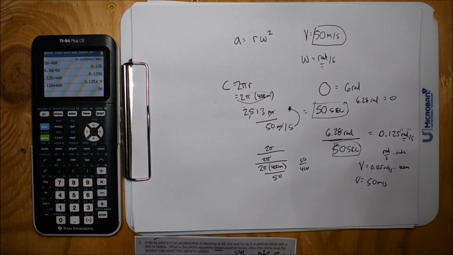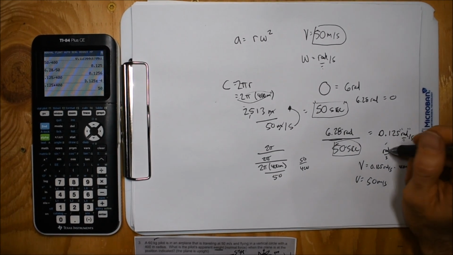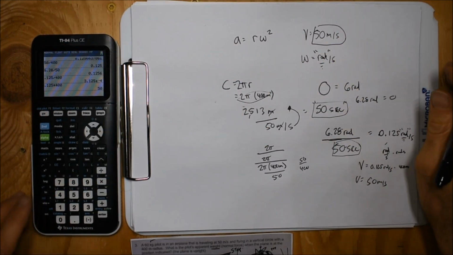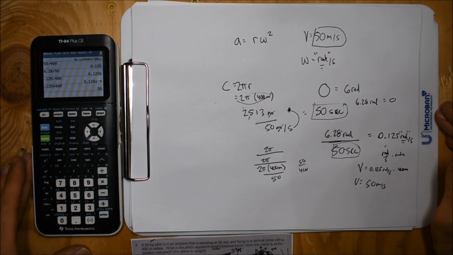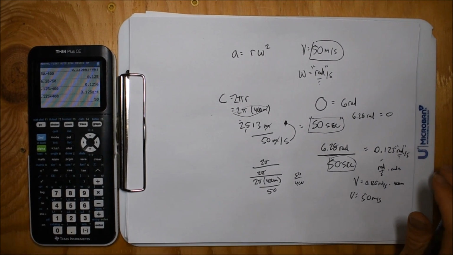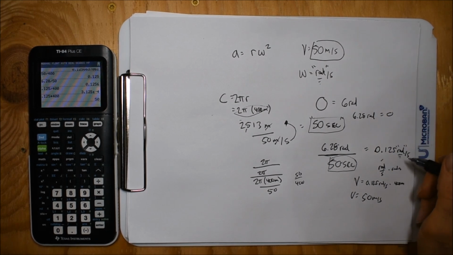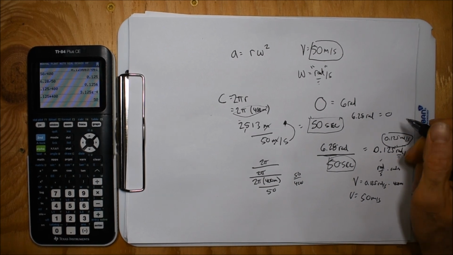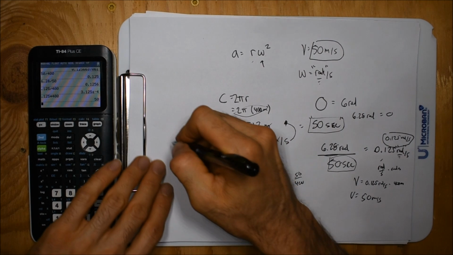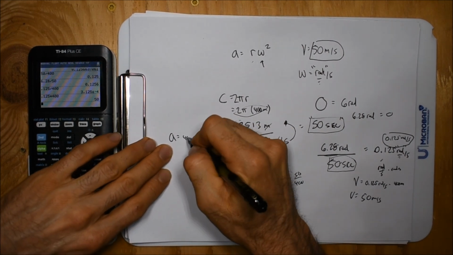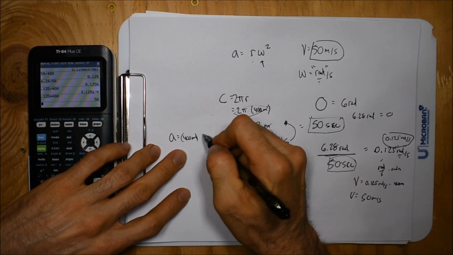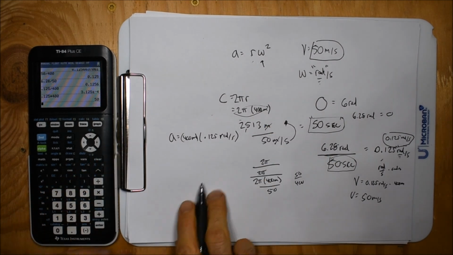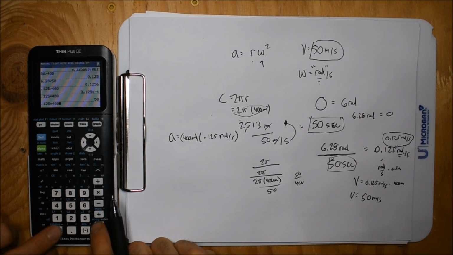All right, more time on the clock. I love doing this because radians are just not intuitive for me, so I have to go through that whole rigmarole of figuring it out. But anyway, now we got 0.125 radians per second. So we got radians and we got radius. Our acceleration is 400 meters, that's the radius of the circle, times 0.125 radians per second.